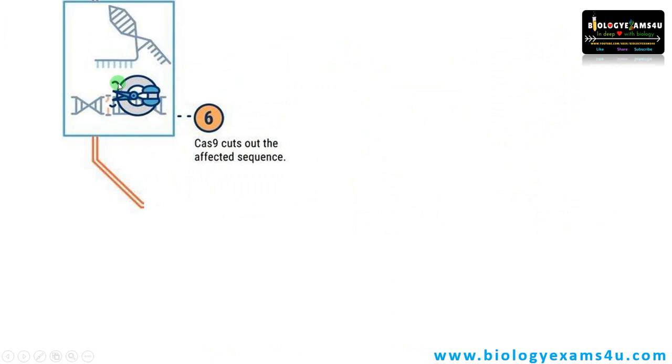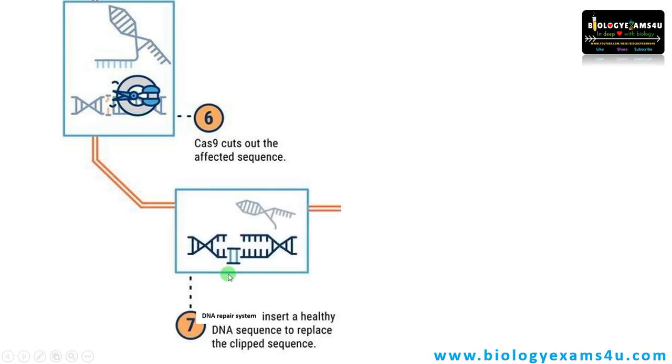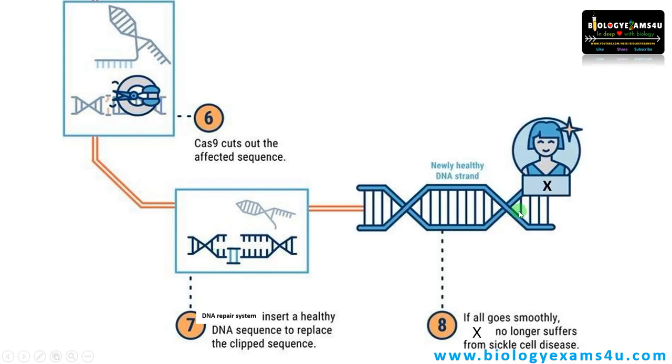So Cas9 cuts out that defective, mutated DNA sequence guided by this guide RNA. Then the DNA repair system inserts a healthy DNA sequence to replace that mutated sequence, or we will be providing a correct copy of the DNA, so it will be inserted by homologous recombination. If everything works fine, patient X will be producing blood cells with the wild type gene without that mutated DNA, so that the patient no longer suffers from sickle cell disease. So this is how CRISPR-Cas9 works.